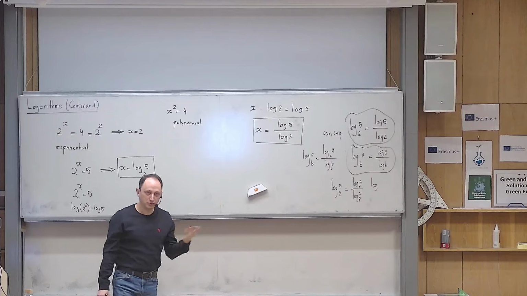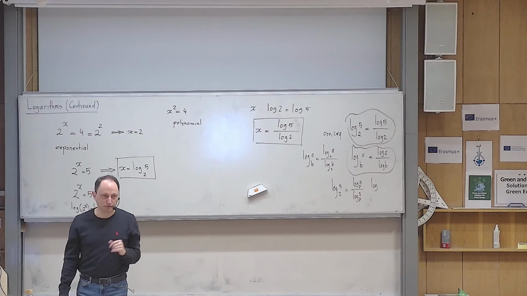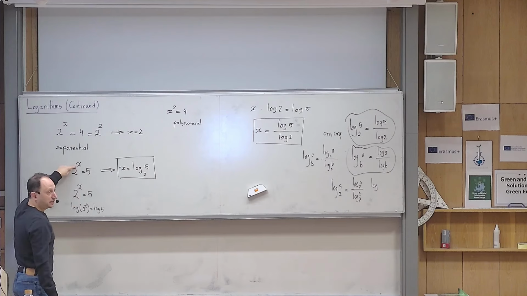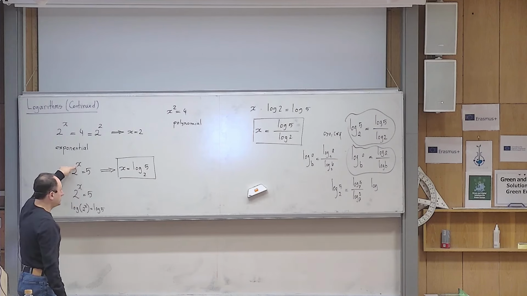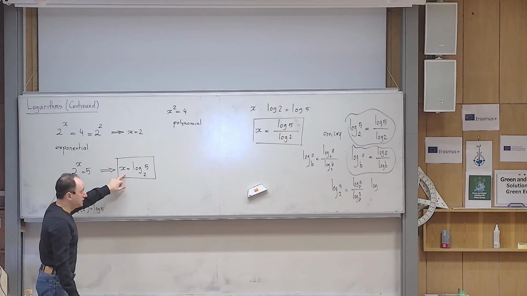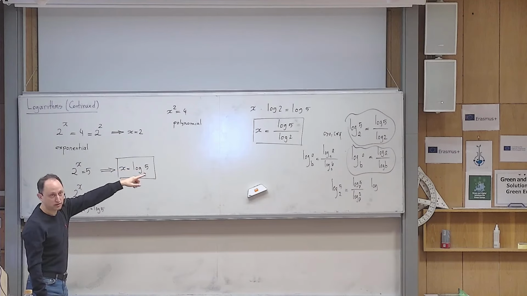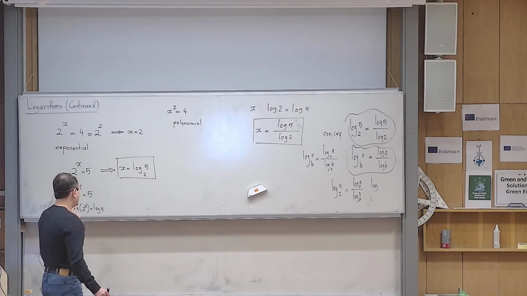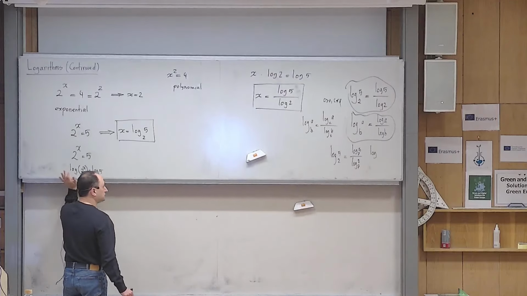One way to prove it is this, yes? Because this is the same x. I calculated it in two different ways. Once I got this answer, another time I got that answer. They have to be the same. So that's more or less the proof. But let us try to prove it once and for all.